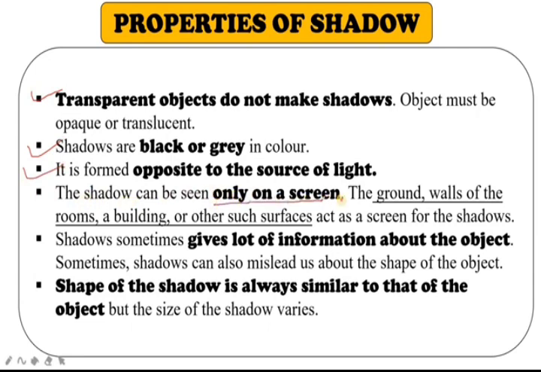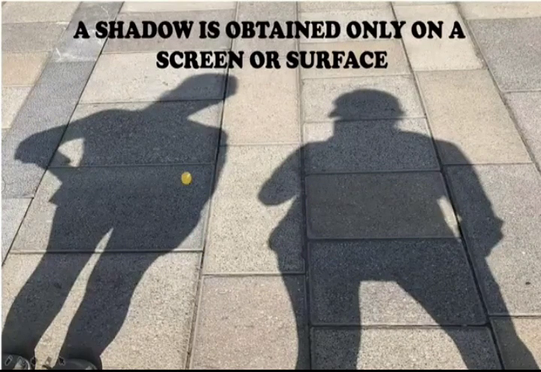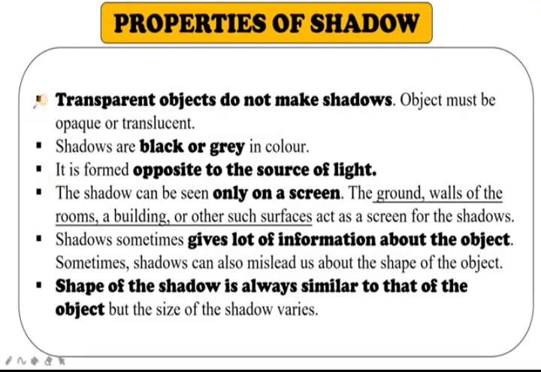The shadow can be seen only on a screen. The ground, walls of rooms, a building, or other such surfaces act as a screen for shadows. This point is very, very important. When you keep a white screen or a white surface, the shadow is obtained only on a screen or a surface. That is the next property of the shadow.